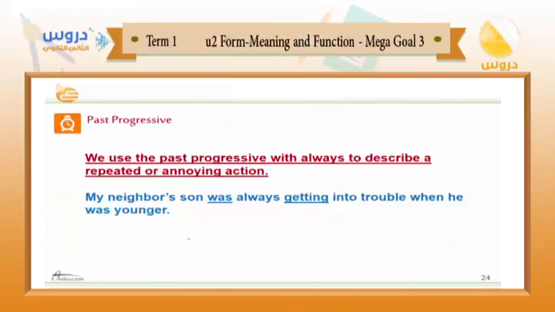We use also the past progressive with always to describe a repeated or annoying action. So always for repeated or annoying actions. For example, my neighbor's son was always getting into trouble. So this is something annoying. Getting into trouble. So he used what? Always.